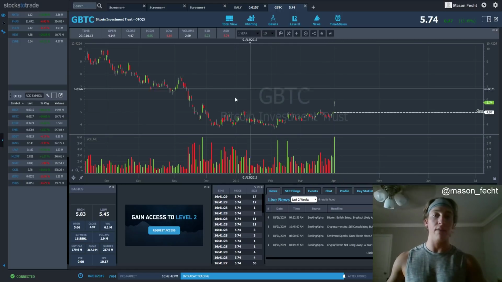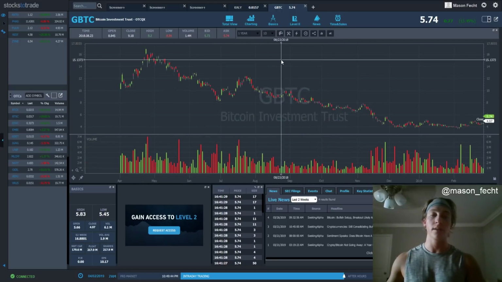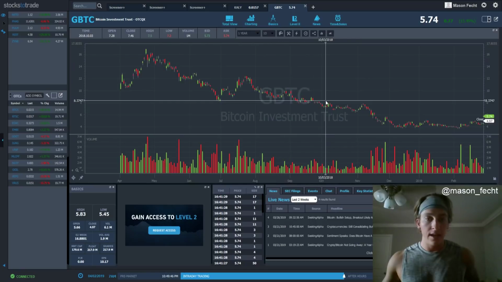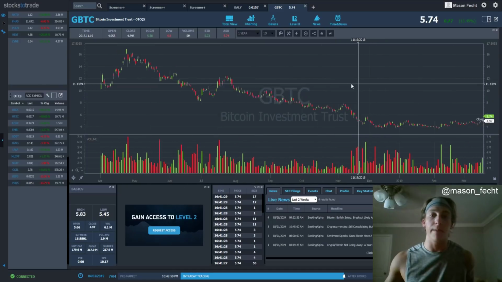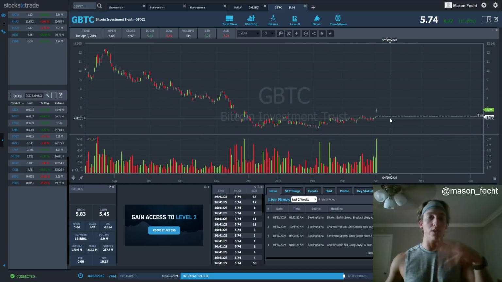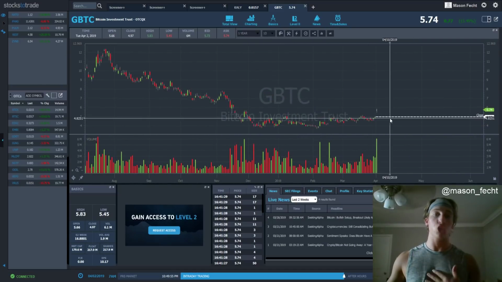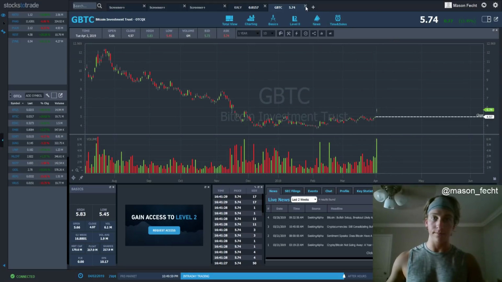This one is not that volatile. It has been in the past, but this is where a lot bigger players come in, on GBTC. So it just makes it more difficult to move. And as a trader, I want volatility, as much of it as possible.